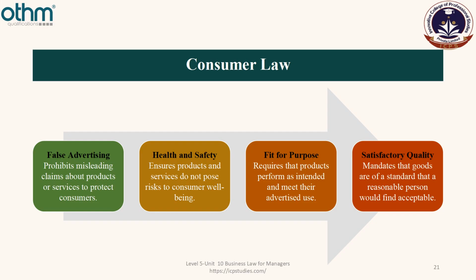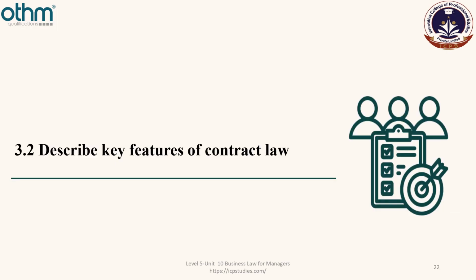Then we have fit for purpose, which requires that products perform as intended and meet their advertised use. Then we have satisfactory quality, which mandates that goods are of a standard that a reasonable person would find acceptable. Now we have the second assessment criterion, which is to describe the key features of contract law.